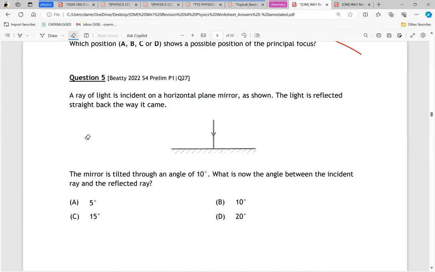Guys, is it BT sec or Betty sec? BT? Is it BT or Betty? The school name. BT, yeah.